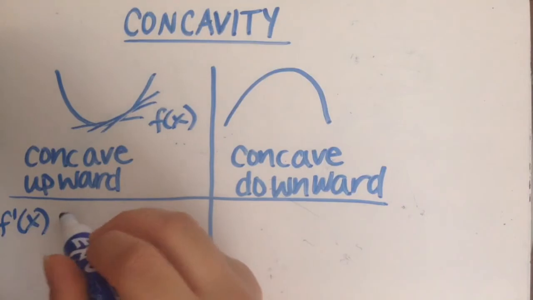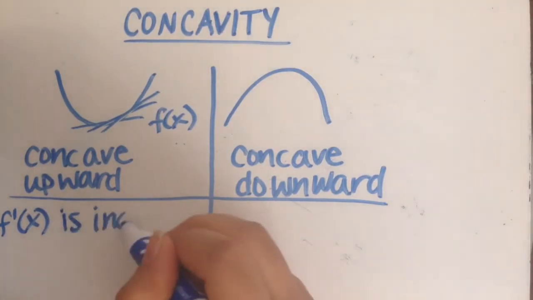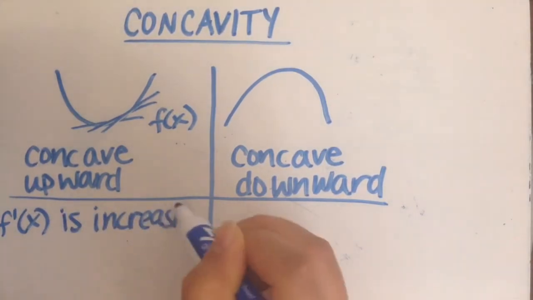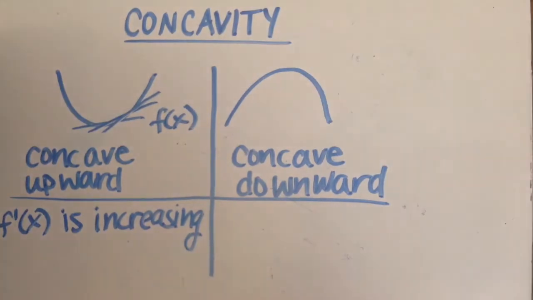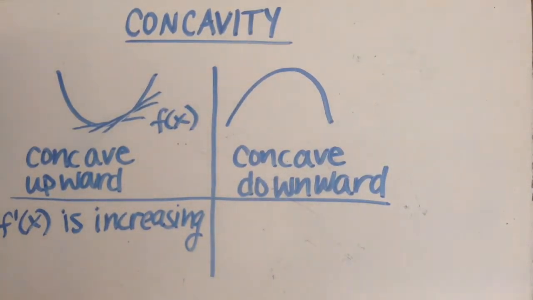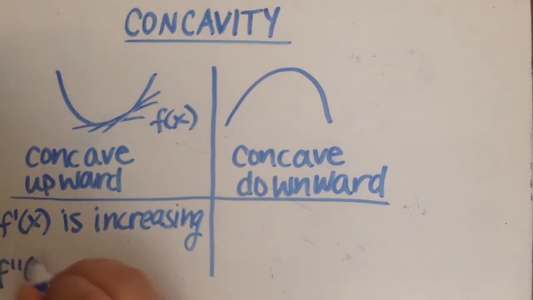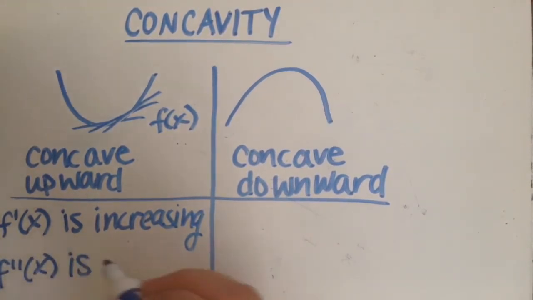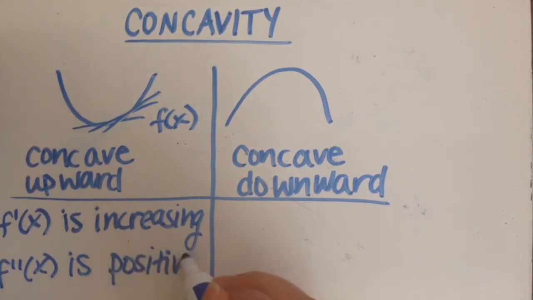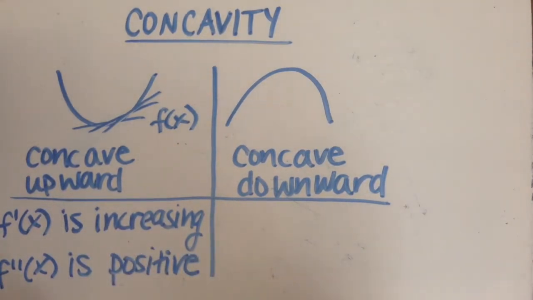So if f prime of x is increasing, then f of x is concave upward. So we also know that if a function is increasing, then its derivative is positive. So the derivative of f prime of x is f double prime of x. So when f double prime of x is positive, our original function is concave upward.